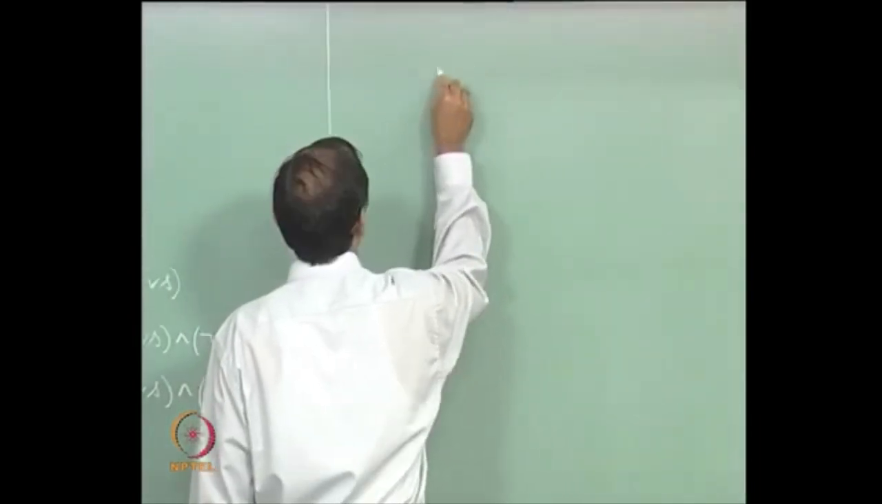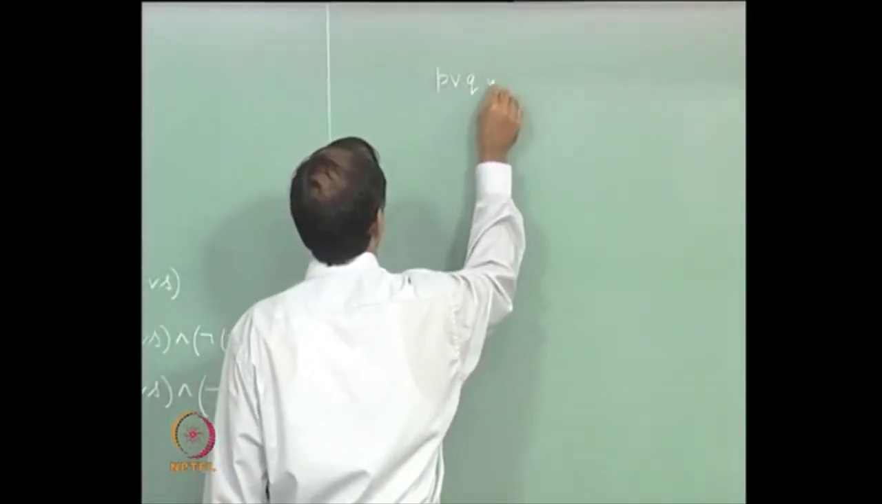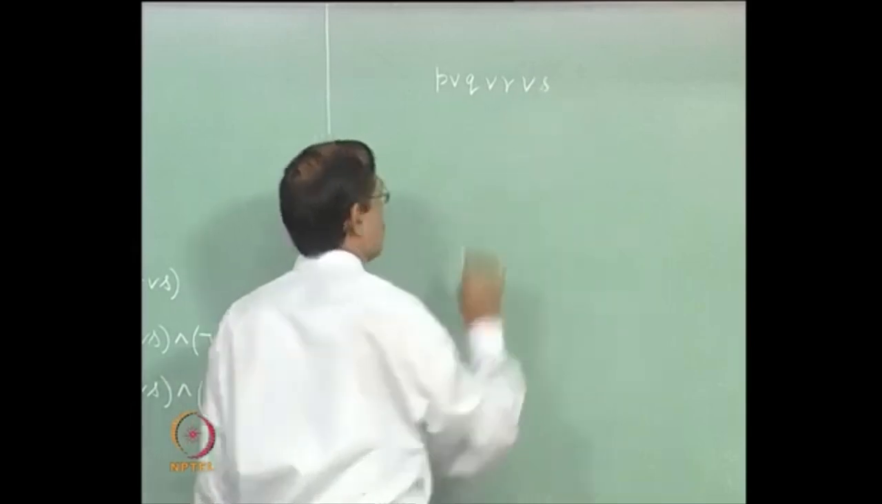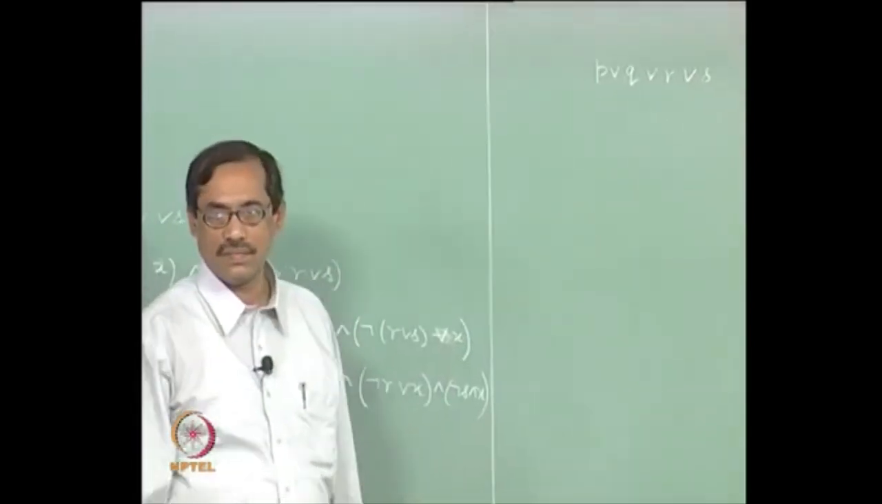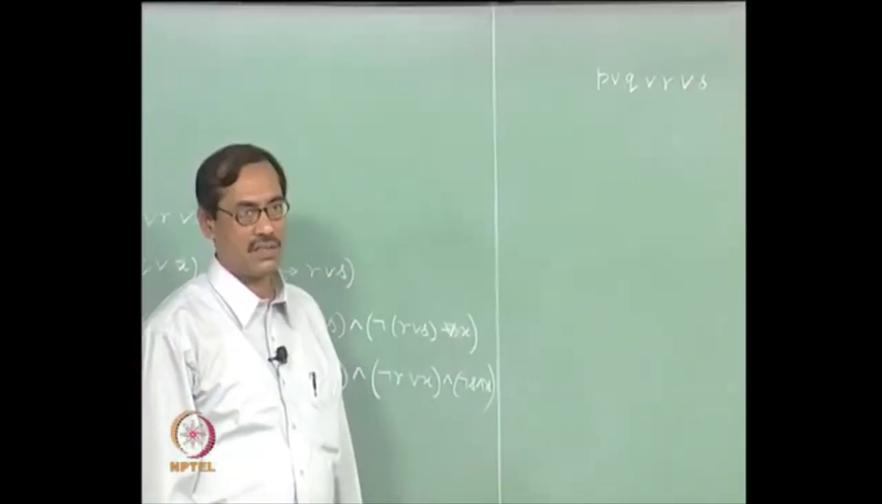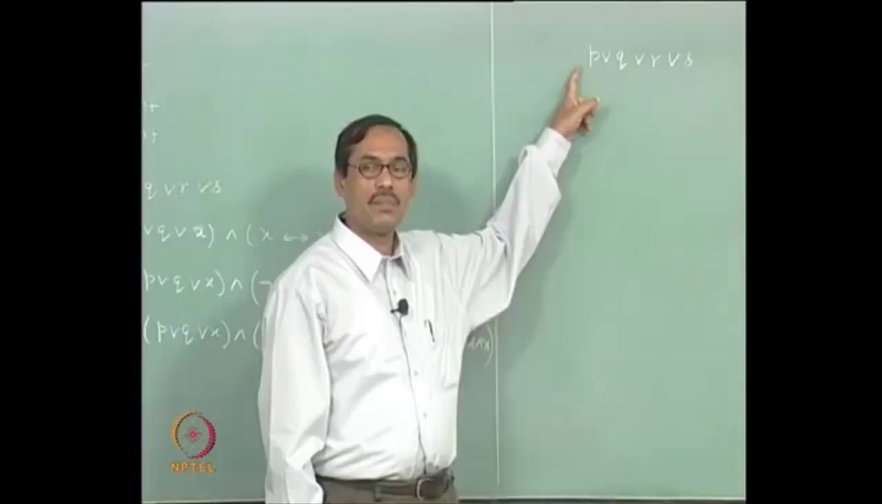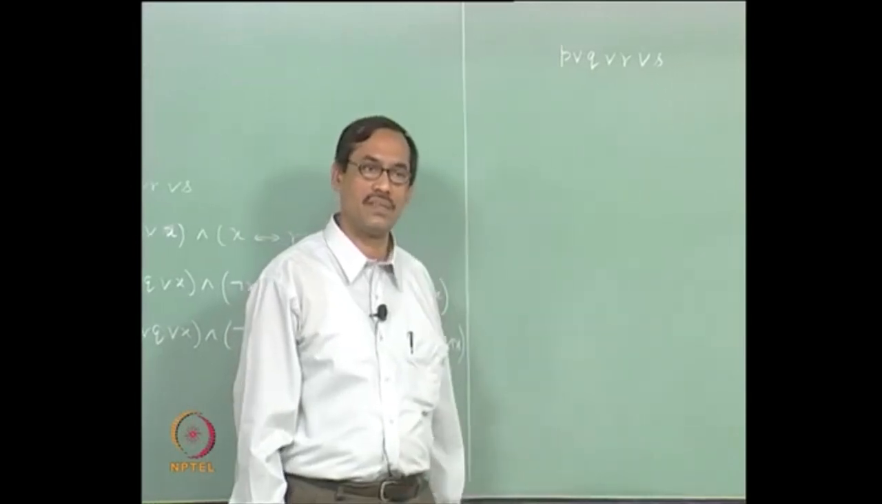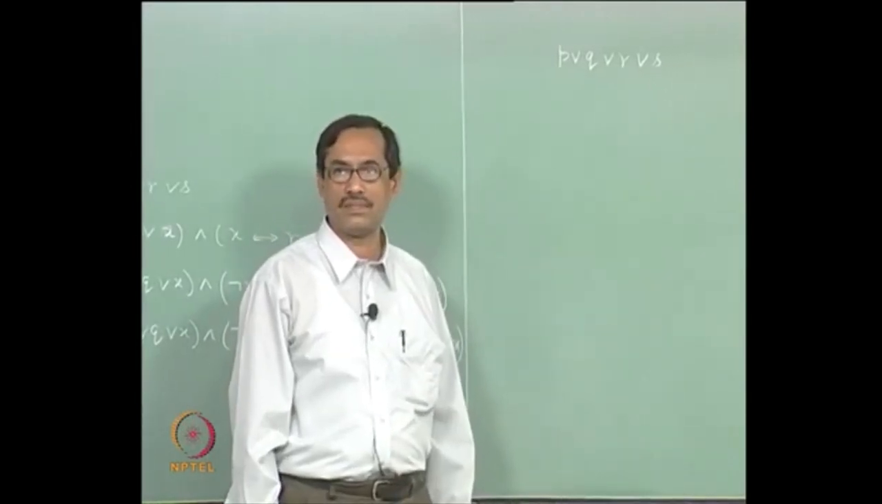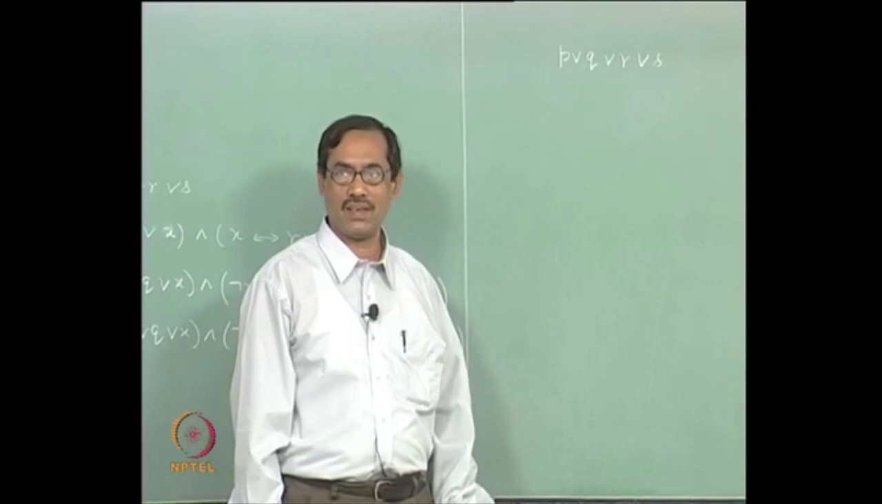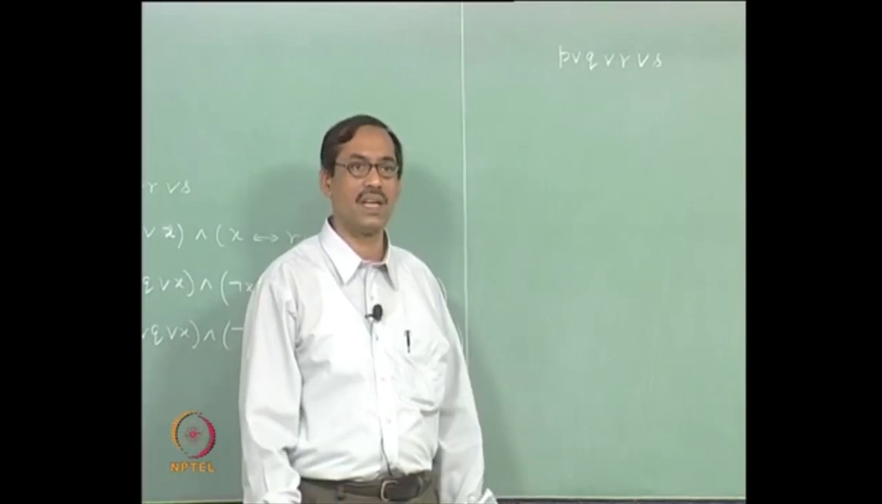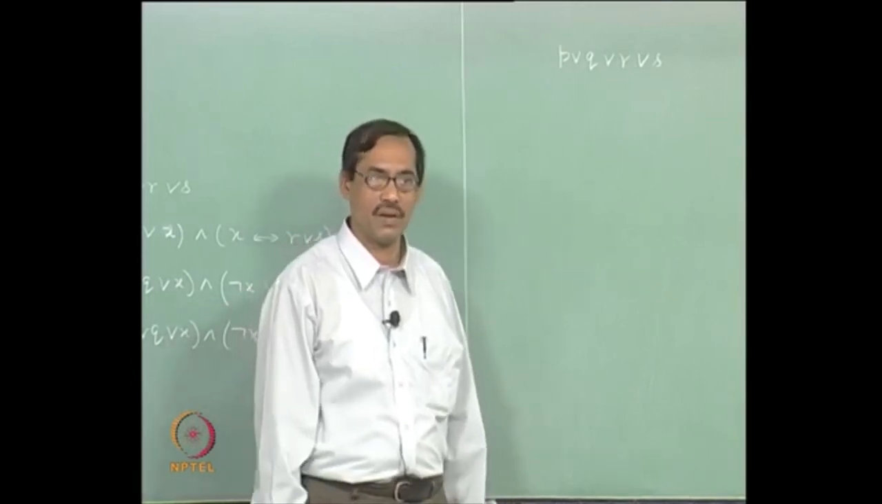Suppose I have this clause: p or q or r or s. Again, I look at a clause. Can I write another 3CNF corresponding to this clause, where I can show that this is satisfiable if and only if the target 3CNF is also satisfiable? This is what I want, not exactly equivalence. Only satisfiability is to be preserved, that is our aim now.